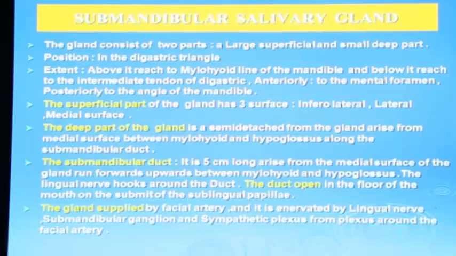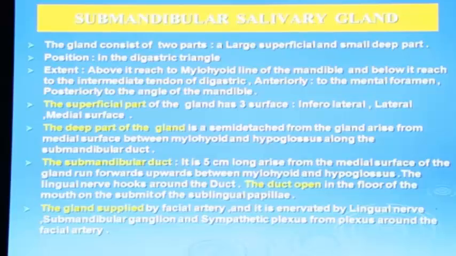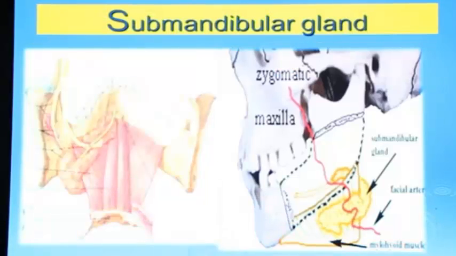The gland is supplied by the facial artery, and it is innervated by the lingual nerve. Sympathetic supply is from the plexus around the facial artery. This is a picture of the submandibular gland. This is the submandibular gland. This is the facial artery. This is the submandibular gland, and this is the duct.